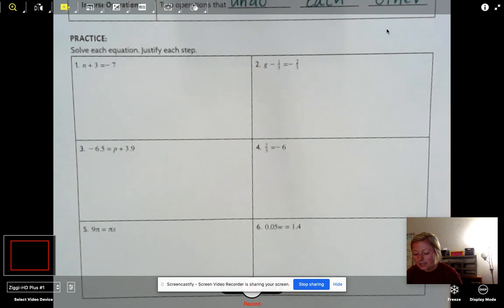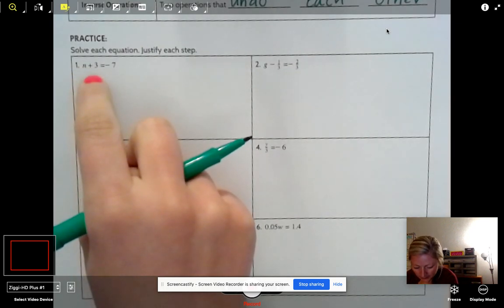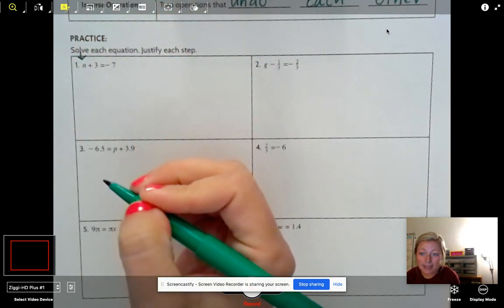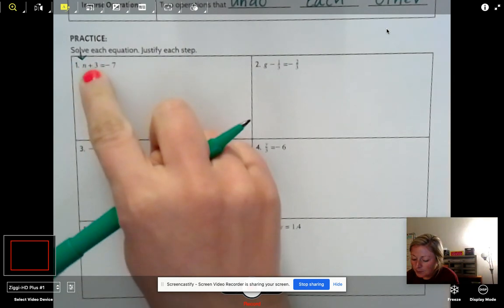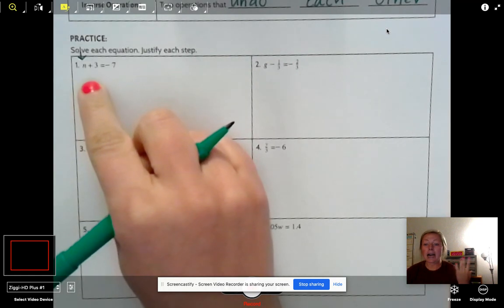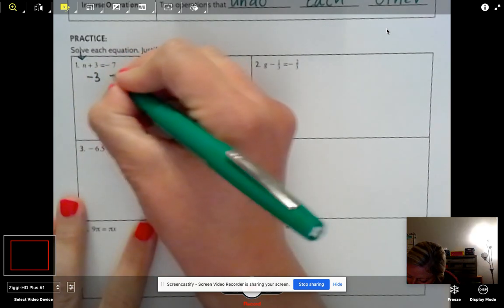Alrighty, so it says practice, solve each equation, justify each step. So the justifying part might be kind of new, but all they want is what did we do to get that? That's what justify means. So let's start here. My first problem is n plus 3 equals -7. So remember, our goal is always to get the variable by itself. So I need to move that 3 over. Right now it's like you're adding 3. Well, what's the opposite of adding 3? We're going to subtract 3 from both sides.